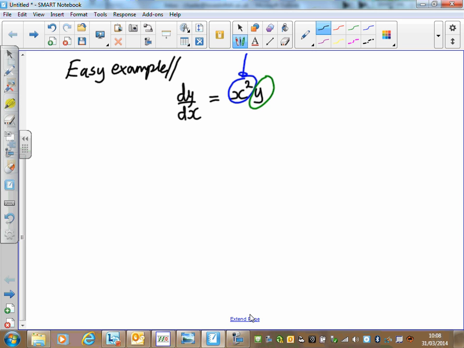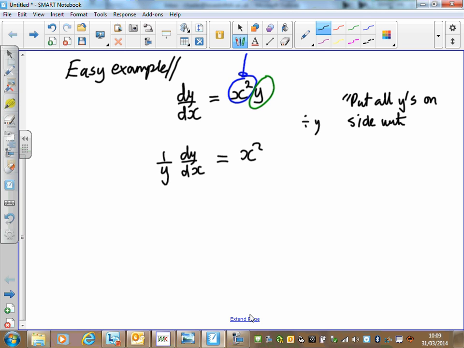Yeah, we put all of the y's on the same side as the dy dx's, and we put the function of x where it is. So to get it onto the other side, I need to divide by y. So we get 1 over y dy dx is equal to x squared. Okay, so we put all of the y's on the side with dy dx. Okay. Now what do we do?